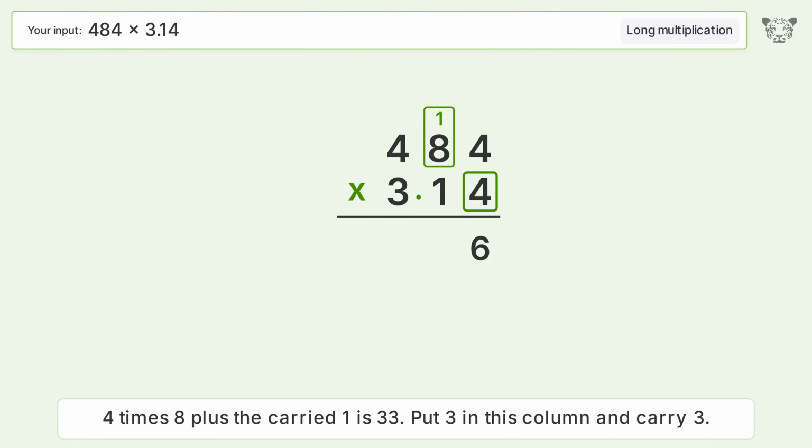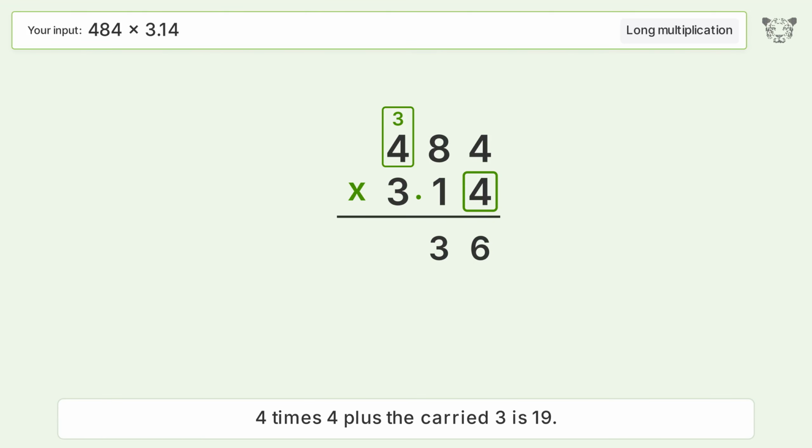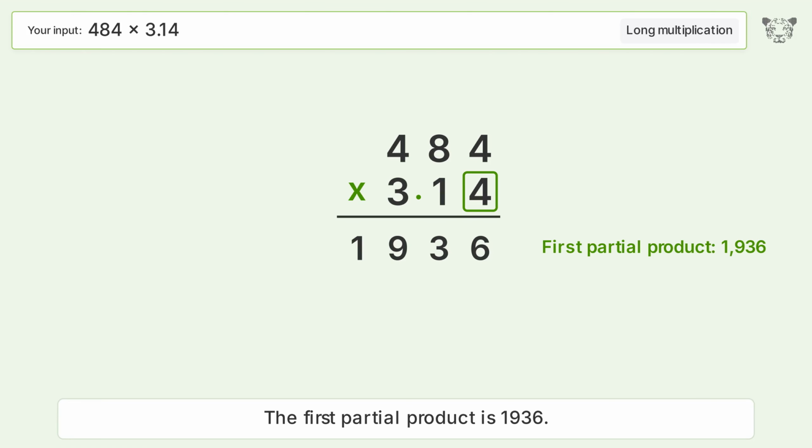4 times 8 plus the carried 1 is 33. Put 3 in this column and carry 3. 4 times 4 plus the carried 3 is 19. The first partial product is 1936.